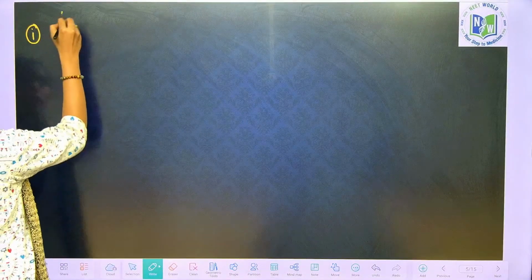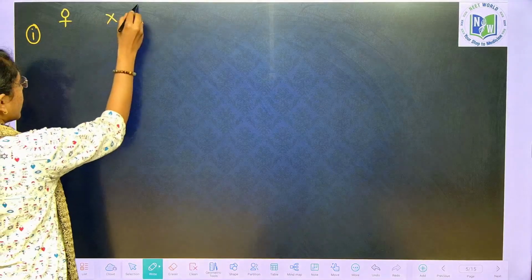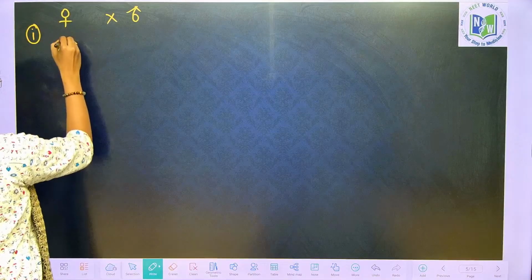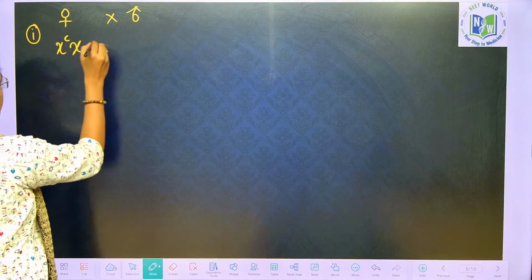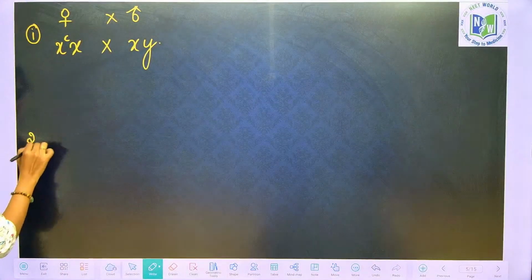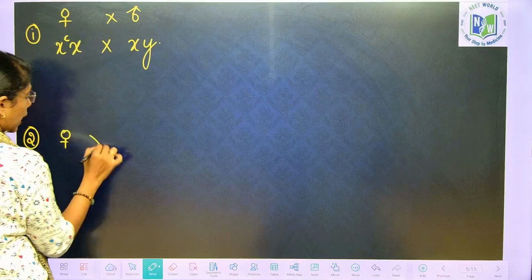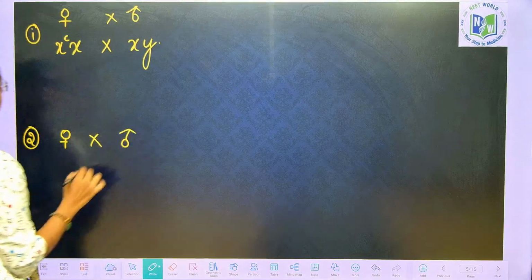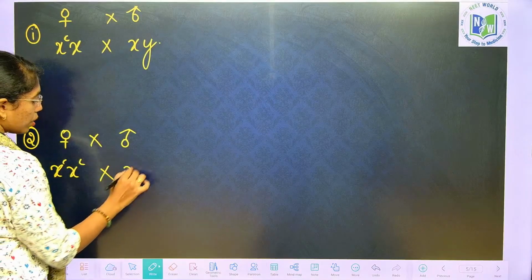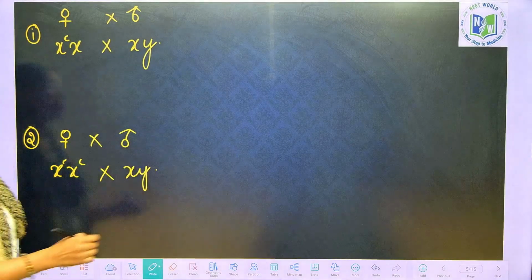In the first case, let us suppose a female and a male. Female is a carrier of color blindness and male is normal. In the second case, female and male. Female is color blind, married to a normal male.